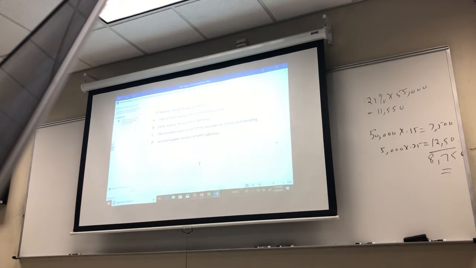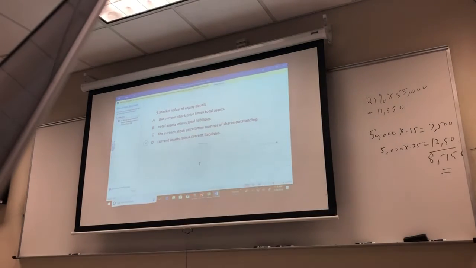Market value of equity. Okay. Previously that was the book value, owner's equity, book value. Now market value is current stock price times number of shares outstanding. So A is the correct answer. Many of you got full 10 points, some of you missed one. No, it's C. I'm sorry, yes, C is the correct answer. C is number 5? Number 5 is C, yes.